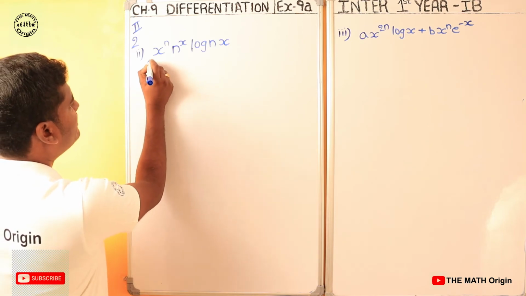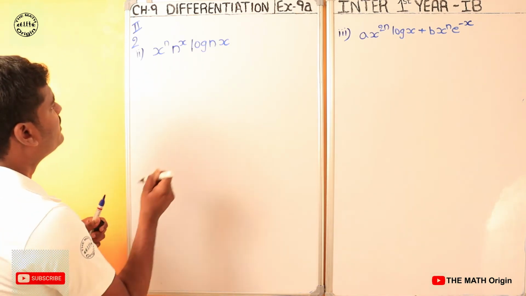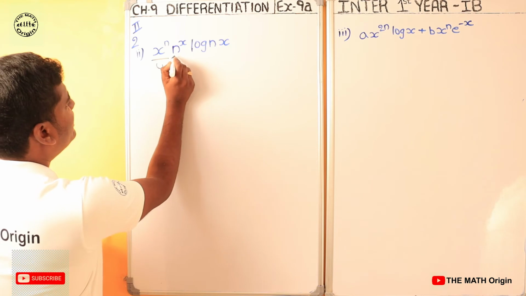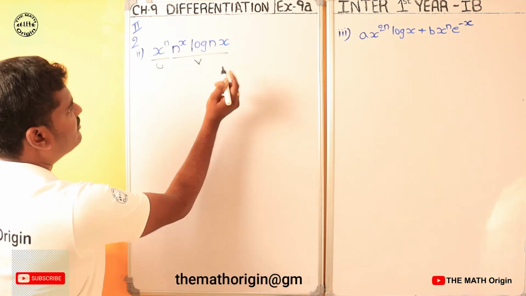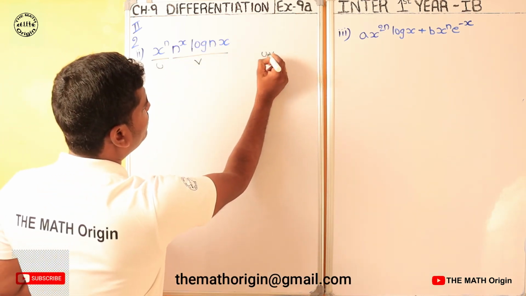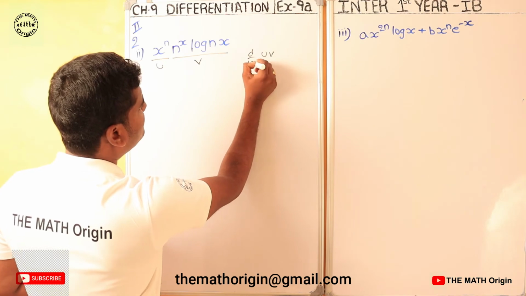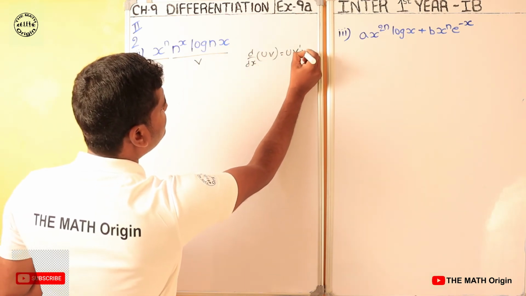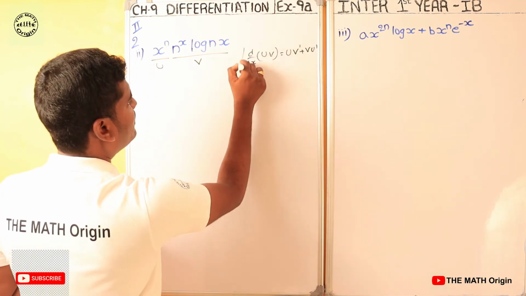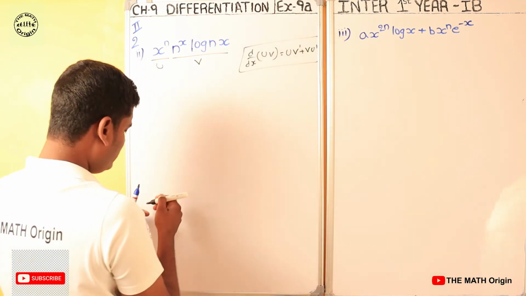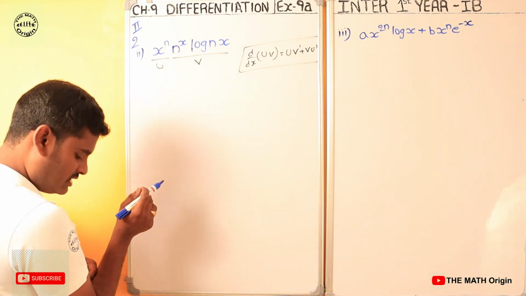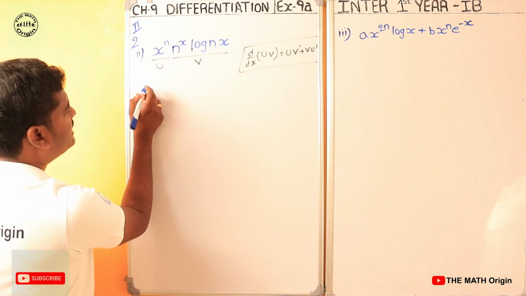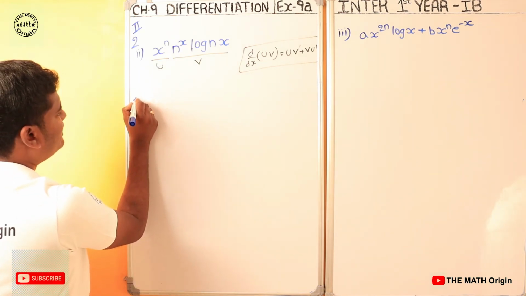ఓకే, ఇప్పుడు ఇందులో మనం ఏమనుకుందాం దీన్ని, లెట్స్ టేక్ దిస్ యాజ్ u and this complete as v. We know d by dx of u into v is equals to u into v dash plus v into u dash. ఓకే, ఇది ఫార్ములా. సో ఫార్ములా ప్రకారం ఇచ్చిన క్వశ్చన్ని డిరైవ్ చేద్దాం. సో దీన్ని నేను మొత్తం y ఈజ్ ఈక్వల్స్ టు అనుకుంటున్నా.